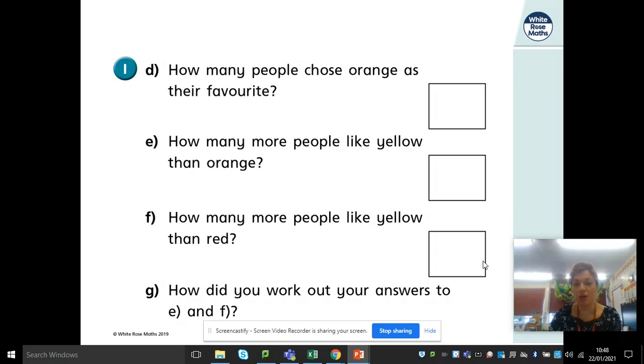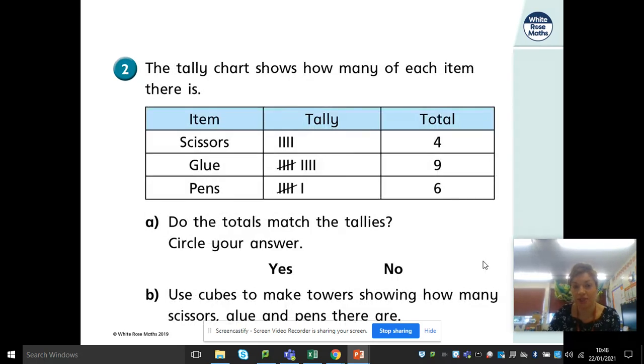How many people chose orange as their favourite? How many more people like yellow than orange? How many more people like yellow than red? And how did you work out your answers? Okay, so again, you're having to explain how you worked out those answers to the questions.